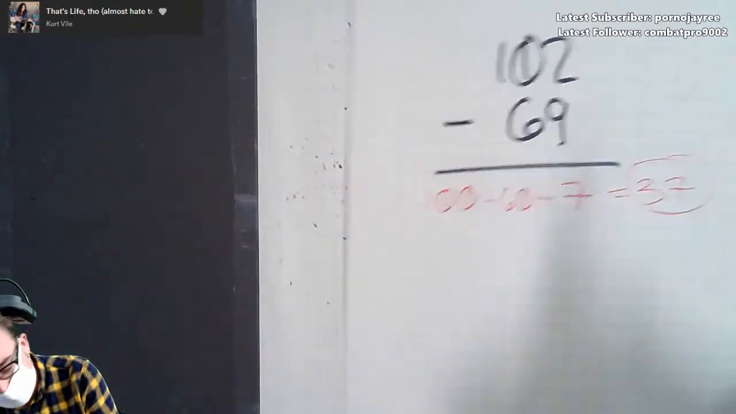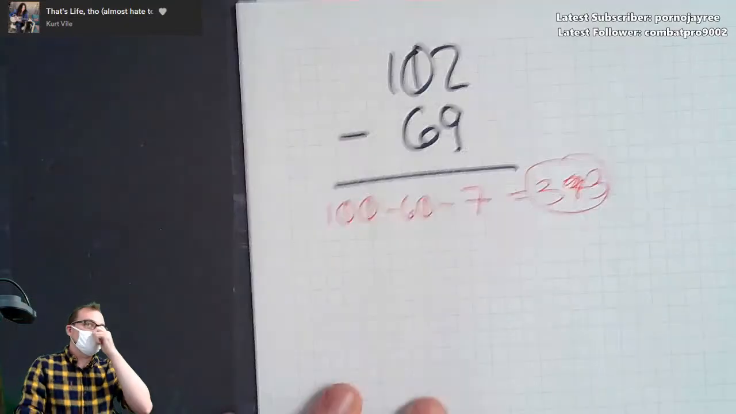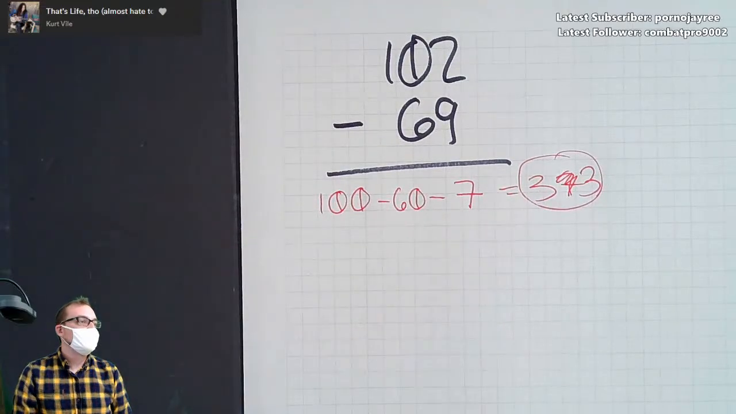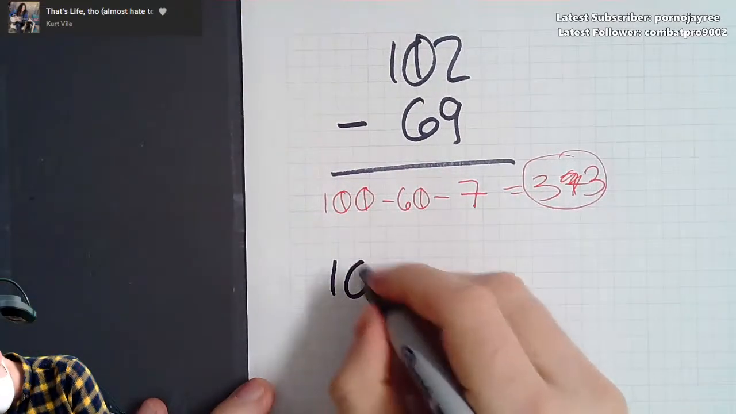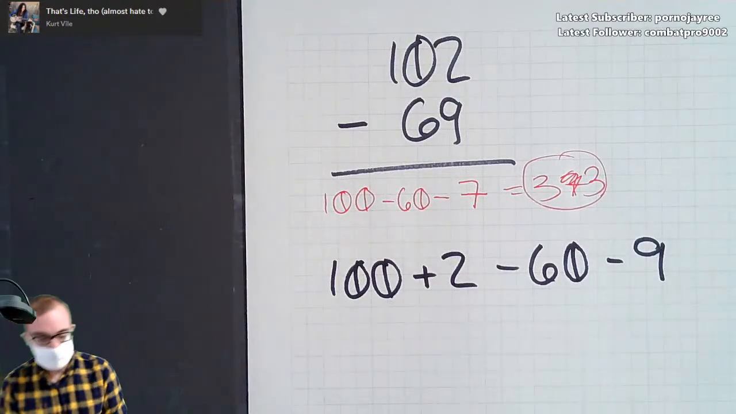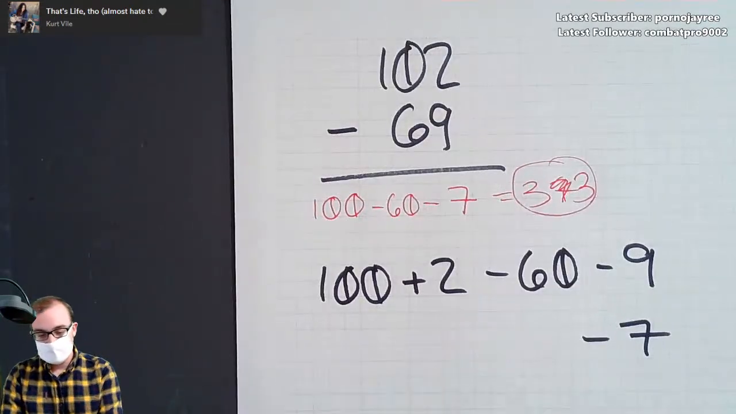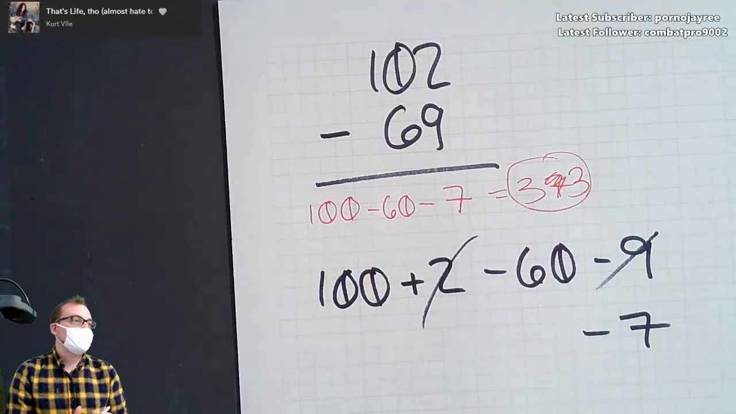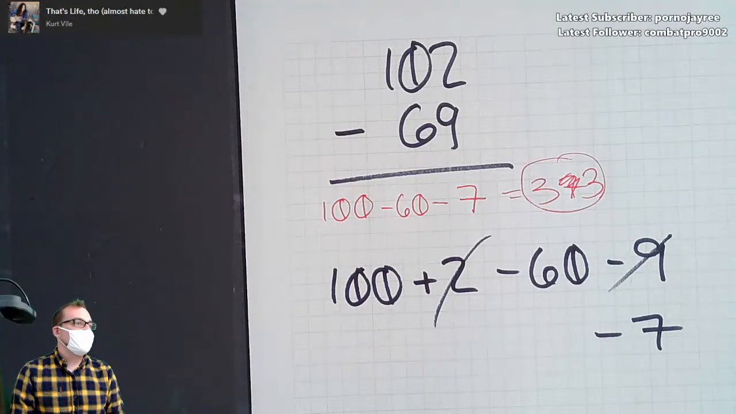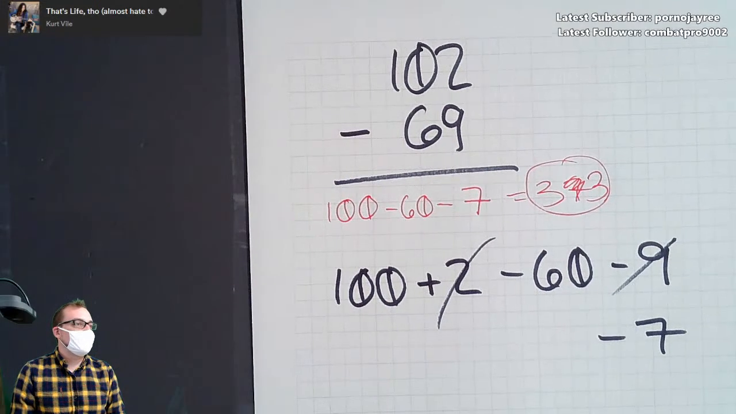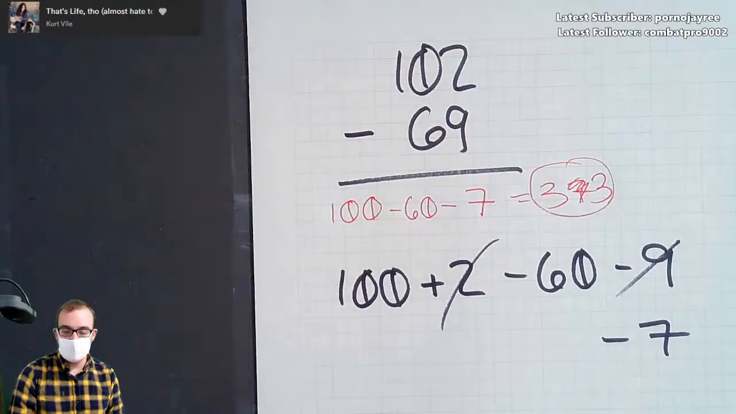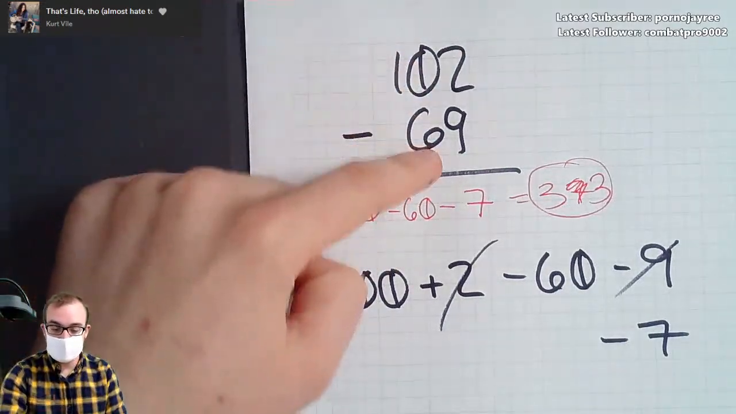40 minus 7? Close. Oh, wait. Nope. You're right. I'm wrong. Numbers are hard. 33. Wait, you don't have to borrow? Yeah, you can. You know why? Because this is 100 plus 2 minus 60 minus 9. That's negative 7. Do you see it now, Mr. Krabs? Why didn't they teach you that? Why did they make you borrow? Oh my God, you can't do that in your head. Right? Borrowing sucks. 100 minus 60 is 40. In fact, you can go left to right. 100 minus 60 minus 7.